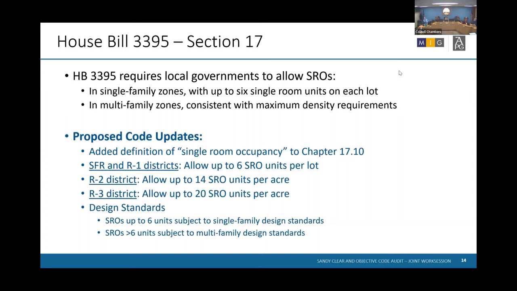Yeah, you may. Well, the thing that kind of gets me, on your R2, it's allowing 14 SRO units per acre. But then on the SFR and R1, it's 6 SRO units per lot. So you might have a 5,000 square foot lot and you've got 6 apartments on one 5,000 square foot lot. Well, they're not full-blown apartments. They're just dorm rooms.